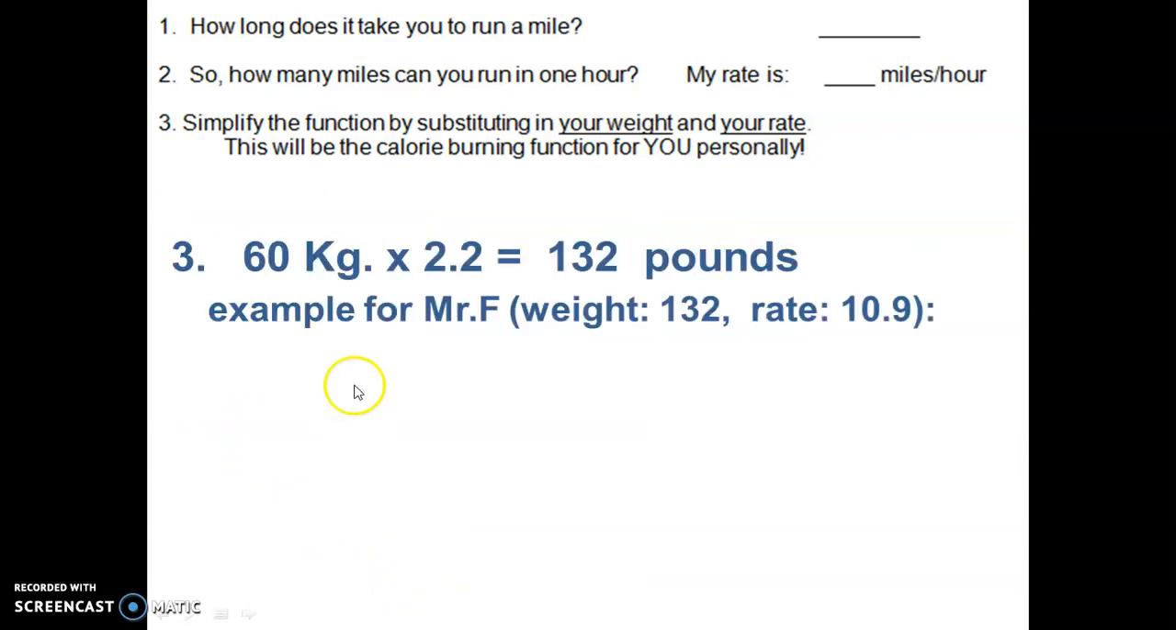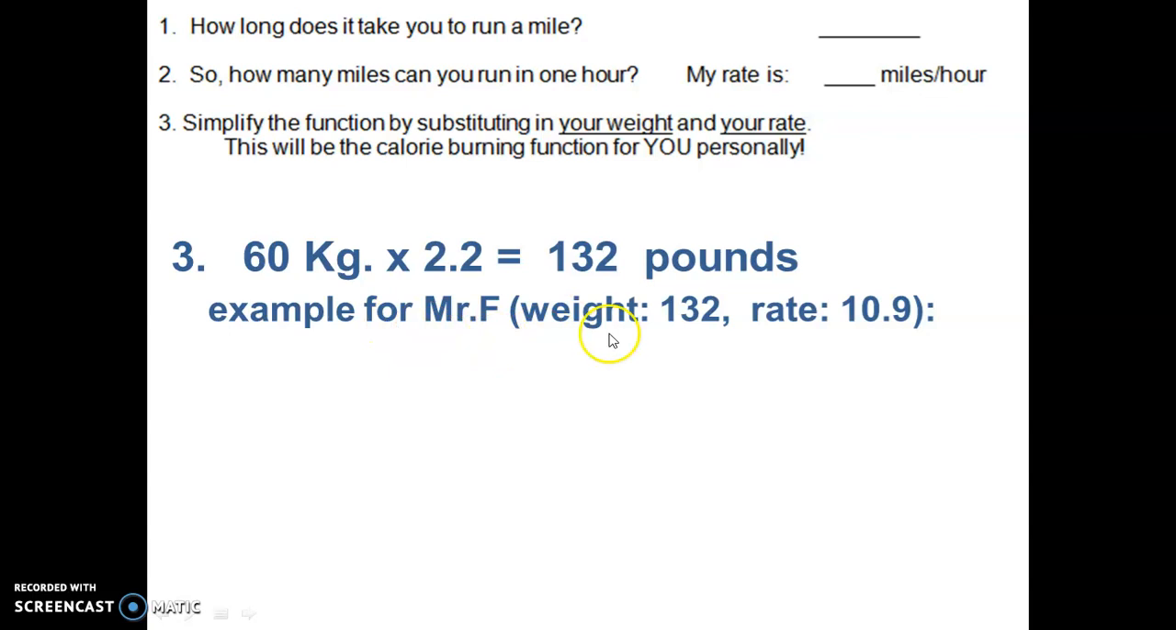Okay, now let's go to number 3. Number 3 says, create a function using your weight and your rate. First of all, you're going to need to change kilograms to pounds because in this function we need to use pounds. So my weight is 60 kilograms. So here you will put in your weight, whatever your weight is, multiply by 2.2. That's how you convert from kilograms to pounds. For me, that is 132 pounds. So calculate your weight in pounds.